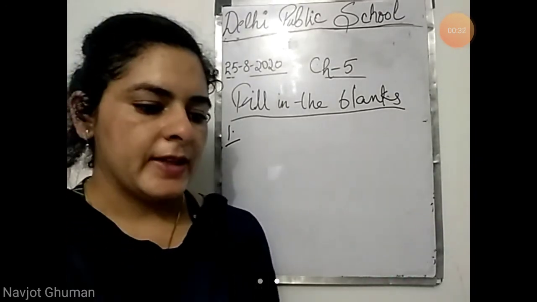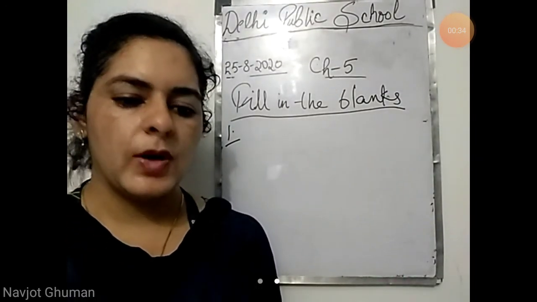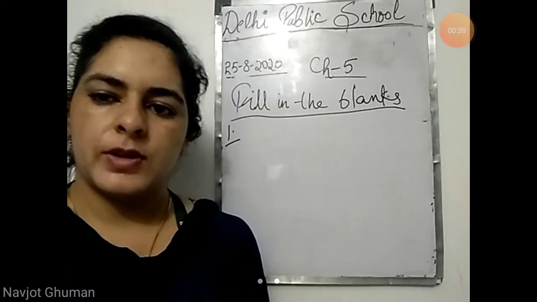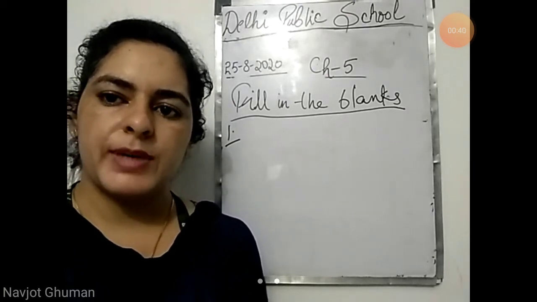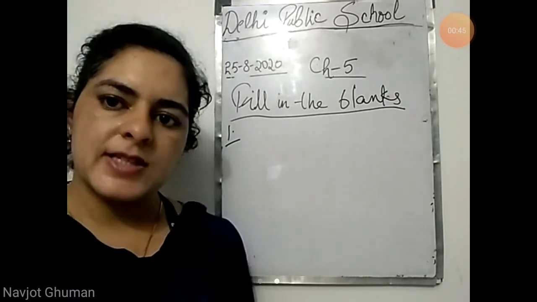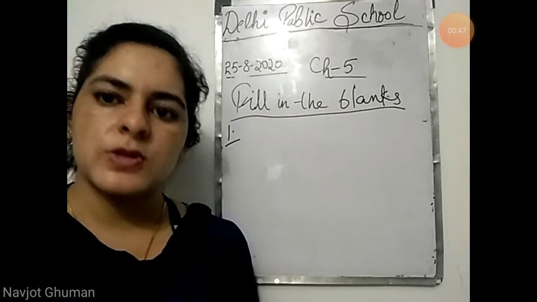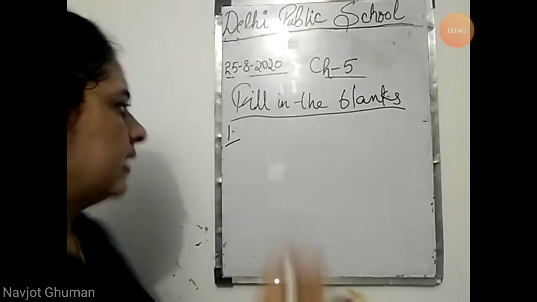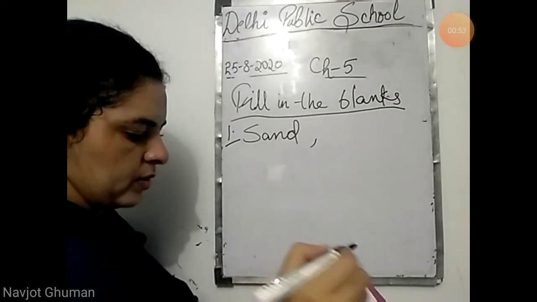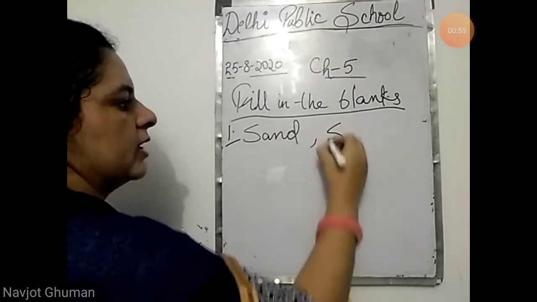First is dash mixes with humus to form dash. We know that with weathering, bigger rock particles break down and form the smaller rock particles, that is sand. Then that sand mixes with the humus to form soil. So the answer is sand. It mixes with the humus to form soil.